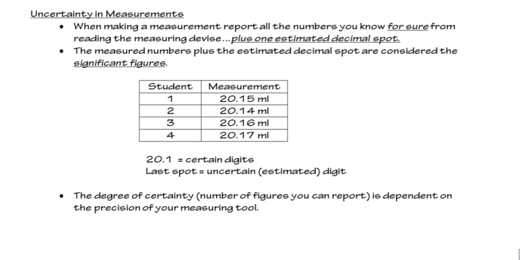All of the graduated cylinders are a little different. Some have more precise, more detailed markings than others. For example, if a student made this measurement, 20.15, 20.14, 20.16, 20.17 milliliters, this must be some kind of a volume measurement on a graduated cylinder. The graduated cylinder must look something like this. Okay, so my fabulous art skills. Graduated cylinder. They knew for sure that the volume hit the 20 milliliter mark.